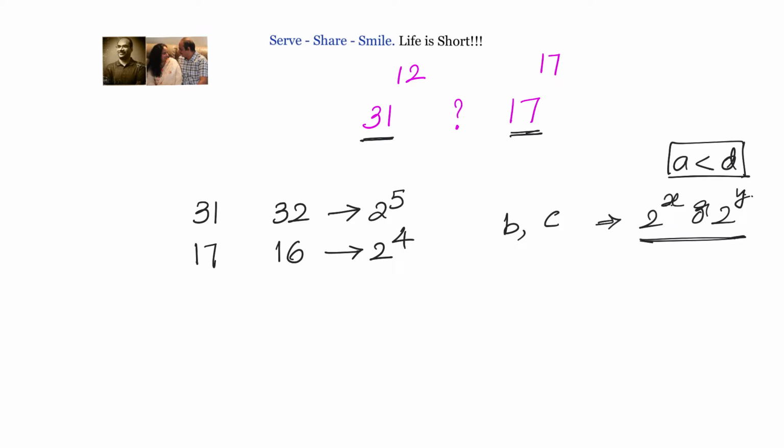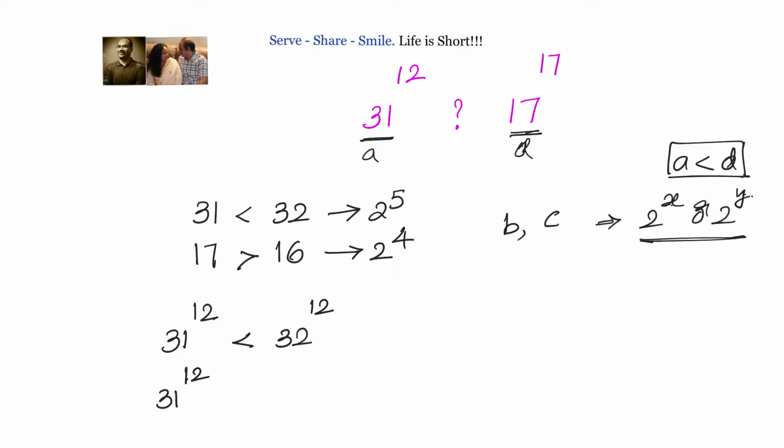Now this is our A, this is D. We know that B and C will be with a base of 2. So let's first start with A. We will write down 31 to the power of 12 is less than 32 to the power of 12, because we know 31 is less than 32. Obviously, when we raise to the same power, 31 to the power of 12 is less than 32 to the power of 12.